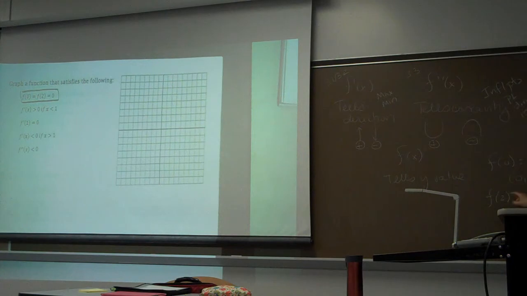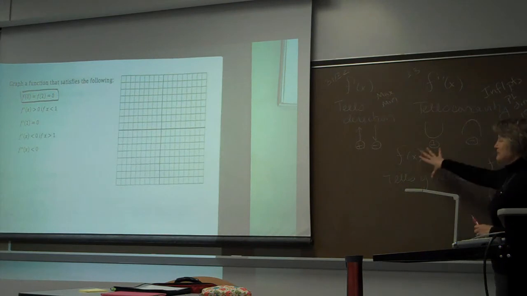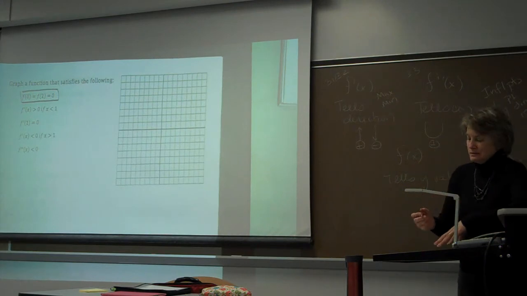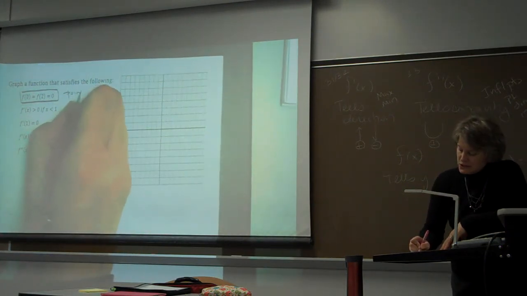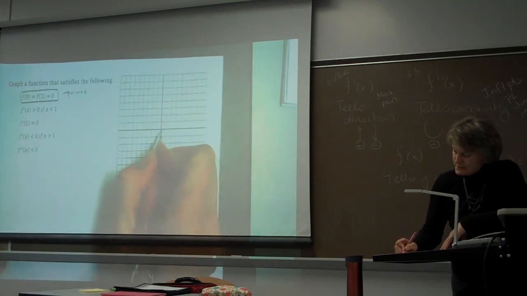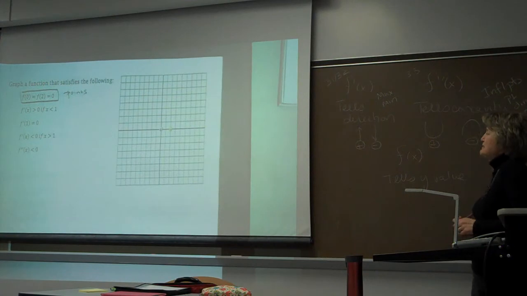When I plug in 2, I get out 0. That's another point on the graph. So if I'm telling you about f, I'm just giving you points that you should put on the graph. So I need, when x is 0, y is 0. When x is 2, y is 0. They have to be on my graph.